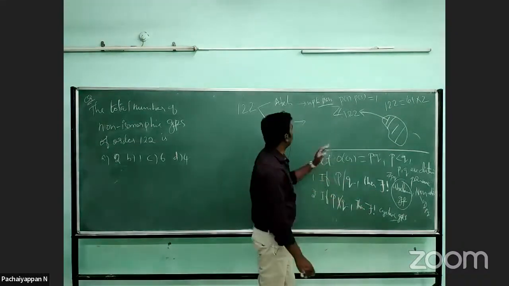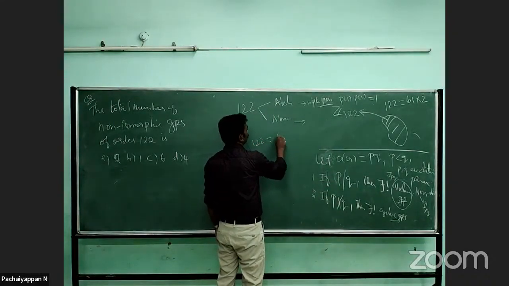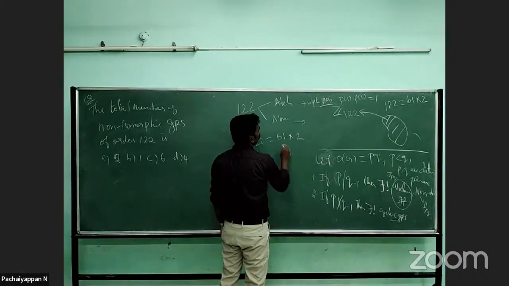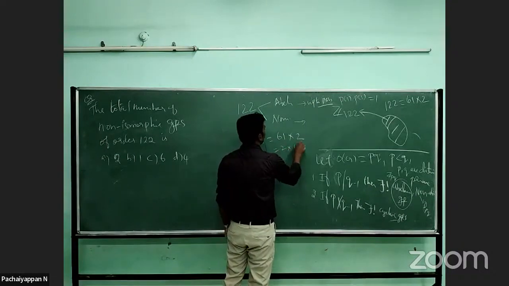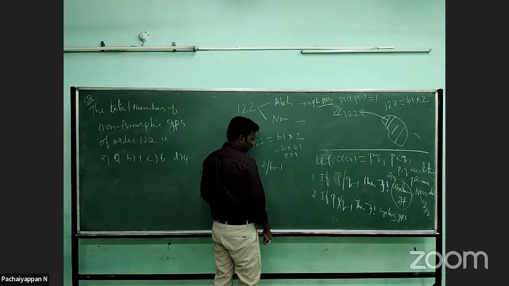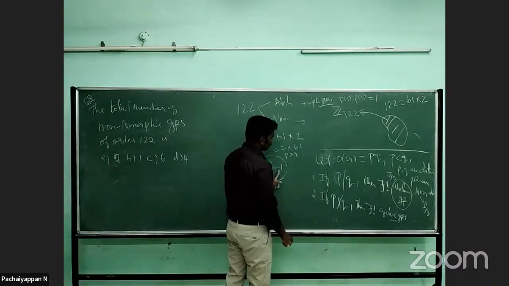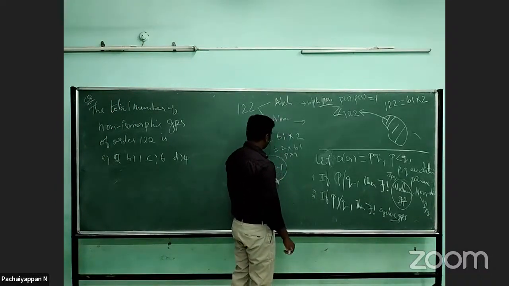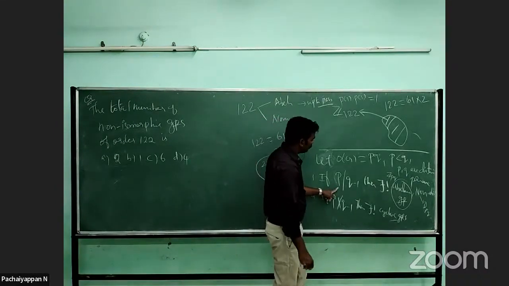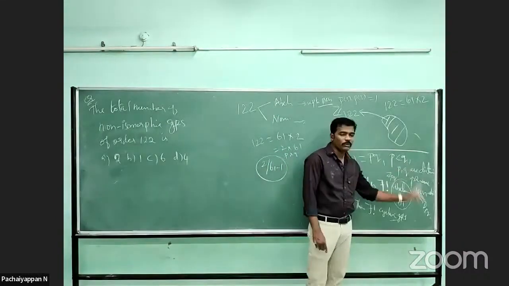Okay, now come here. 122, we have written here 61 into 2, 2 into 61, P into Q. 2 divides 61 minus 1, which means 60. 2 divides 60. Go here, if P divides Q minus 1, then there is a unique abelian group and a unique non-abelian group.